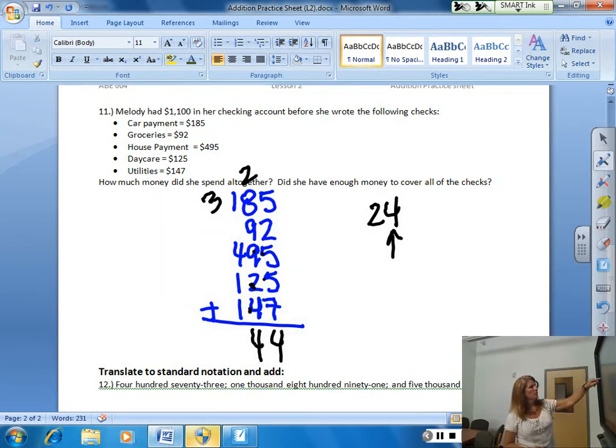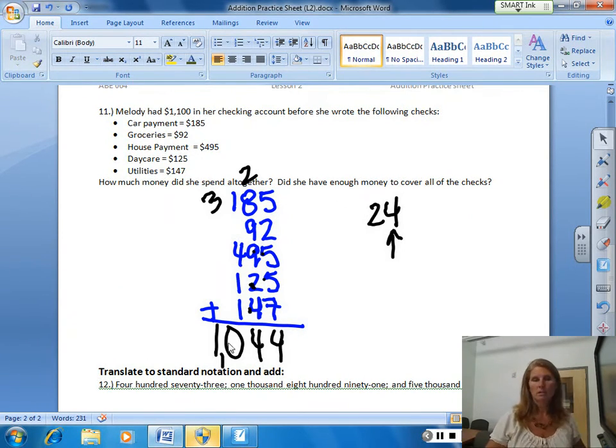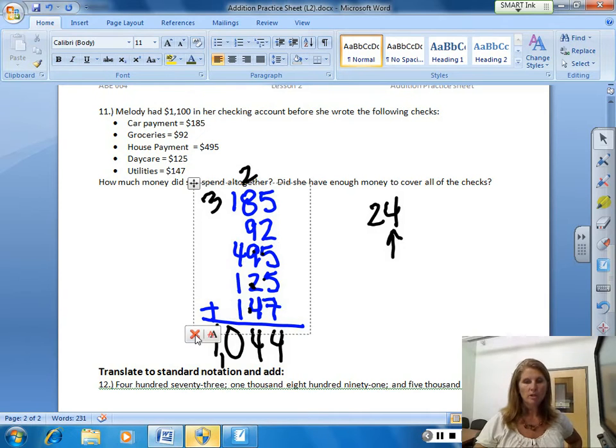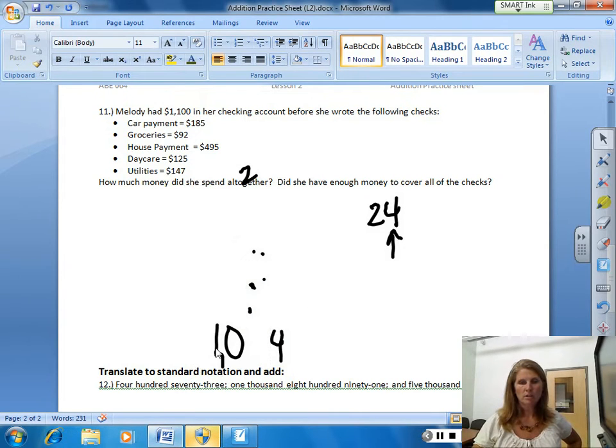I have 4, 5, 6, 7, 8, 9, 10. So according to my addition, she spent altogether $1,044. Did she have enough in the checking account to cover it all? Well, she had $1,100. So yes, comparing those two numbers, $1,100 is more than $1,044. So she did have enough to cover all of her checks. In this case, they asked both questions. Could she cover it? And how much did she spend?